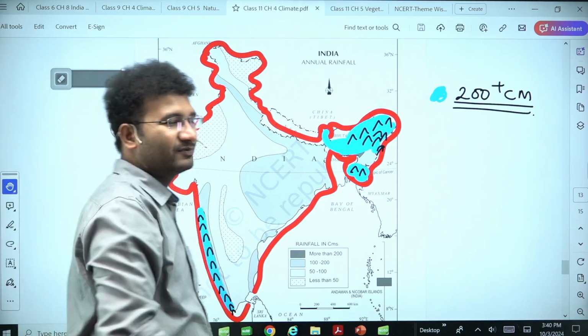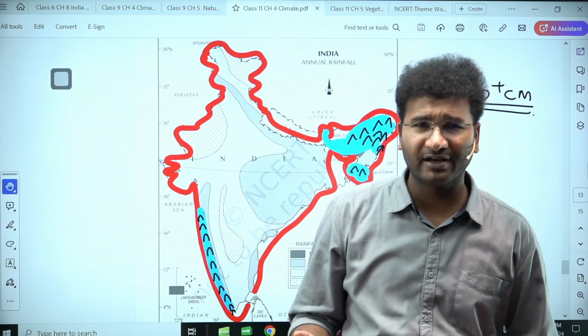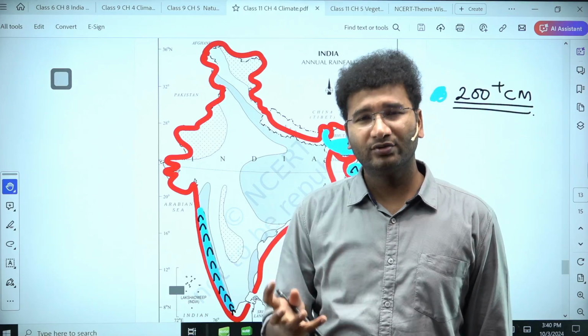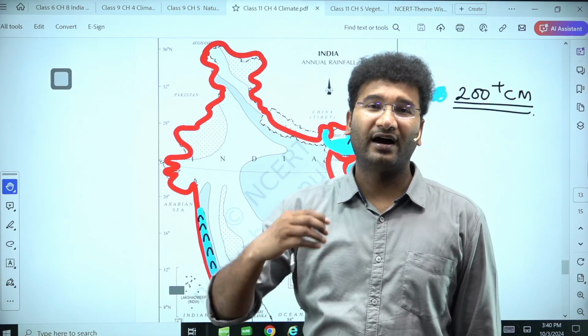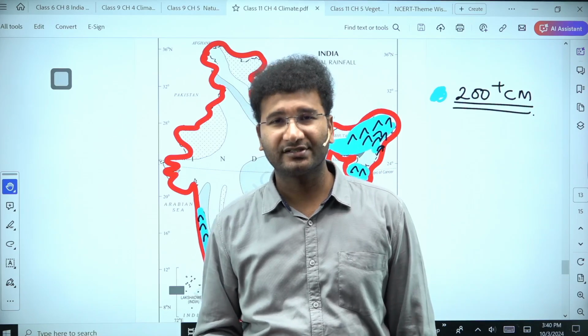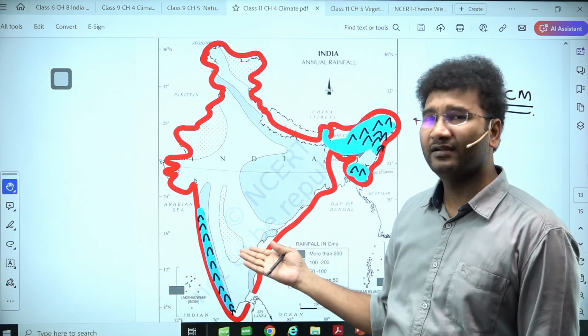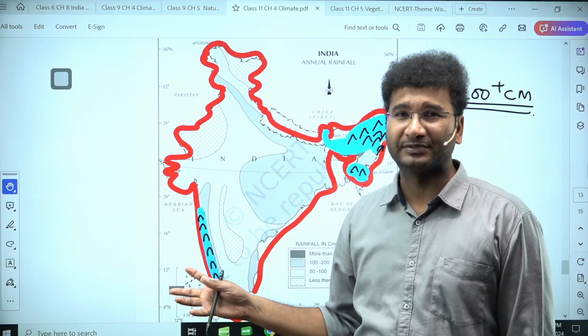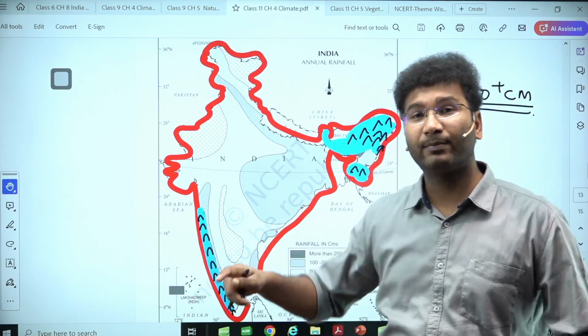What kind of crops will be grown? Is rice grown? Yes, maybe rice is grown because 150 centimeters of rainfall is there. Usually, to grow rice, good quality soil and nutrition are required, but a good amount of rainfall is there. Along with rice, you will go for plantation crops. You will not grow field crops, you will grow plantation crops.